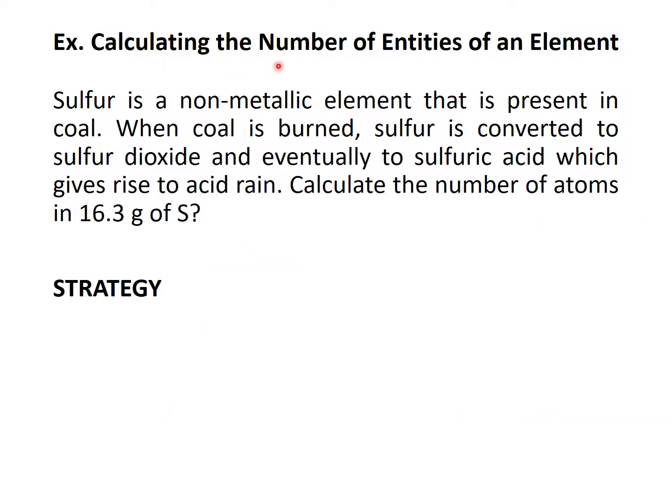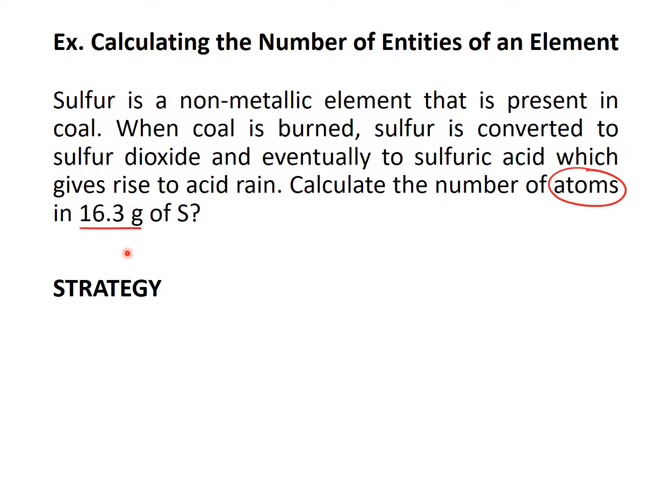In this example, we are asked to calculate the number of chemical entities in a given mass of an element. Here we're looking at sulfur, which is a non-metallic element that is present in coal. When the coal is burned, the sulfur is converted to sulfur dioxide, which is eventually converted to sulfuric acid, which gives rise to acid rain. Here we are asked to calculate the number of atoms in 16.3 grams of sulfur.